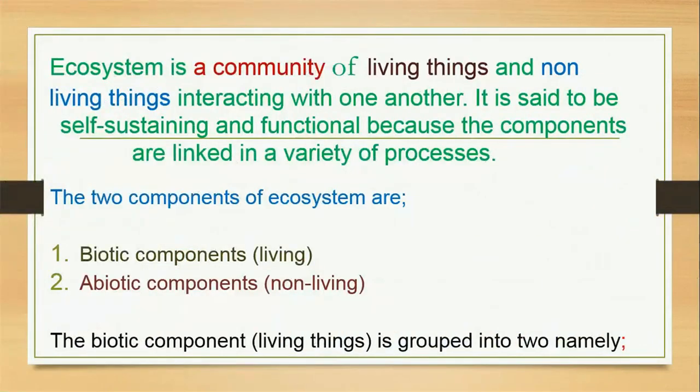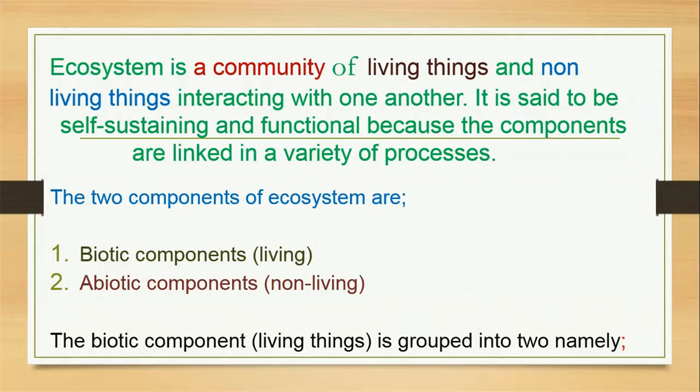So, what is ecosystem? Ecosystem is a community of living things and non-living things interacting with one another. Now, in an ecosystem, we have the living things and the non-living component, right? These interact. When we say interact, it doesn't mean that they talk with one another. It simply means that the living things depend on the non-living things for their life processes.